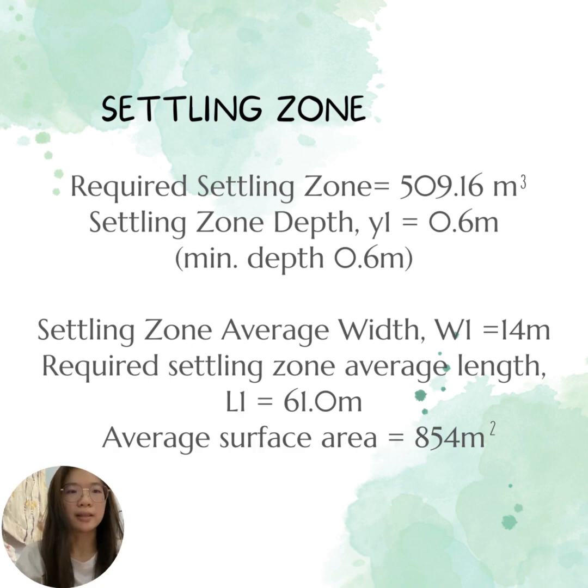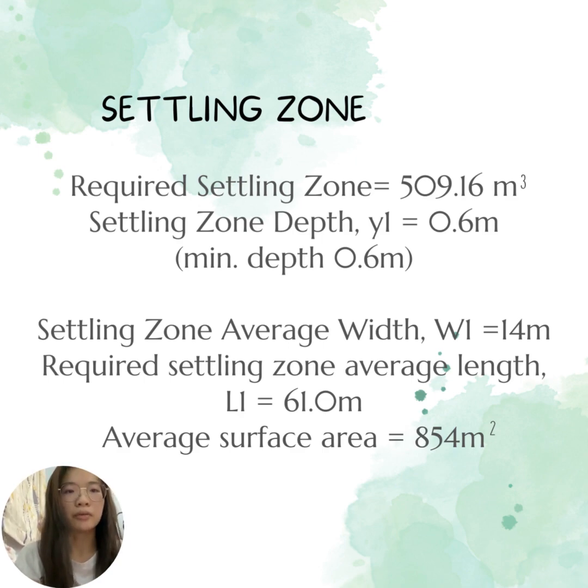Next is to design the settling zone. The required settling zone is half of the required volume, which equals 509.16 meters cube. The settling zone depth y1 is equal to 0.6 meter, and the minimum depth for the design criteria of the settling zone is 0.6 meter.